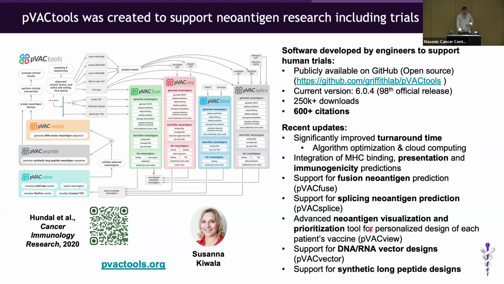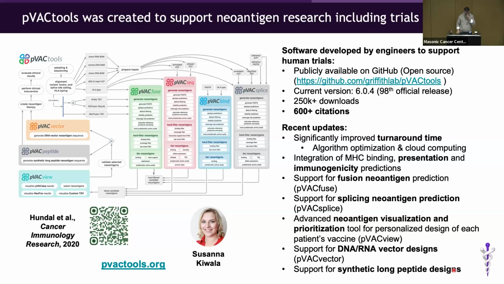We've continued to work on supporting different sources of neoantigens, such as fusion and splicing, which I'll talk a little bit more about on the next slide. And then developed some software to help with visualization and prioritization. And then some pieces of the software are really directed at supporting the different delivery mechanisms, because they have divergent needs when you get to that point of manufacturing.